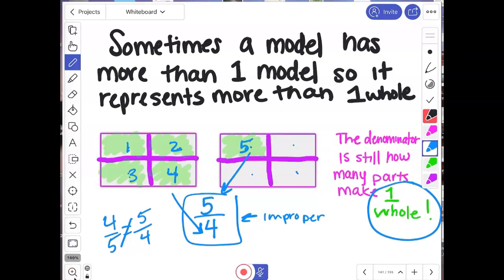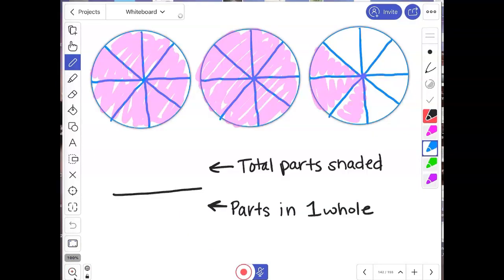Let's practice. So here I've got the exact same whole. Let's imagine we're having a party. Woohoo, a party. And I ordered pizza. And I ordered 3 pizzas. This is pizza 1. This is pizza 2. And this is pizza 3. I invited people to my party, and the pink ones, the shaded ones, that's how much pizza we ate.